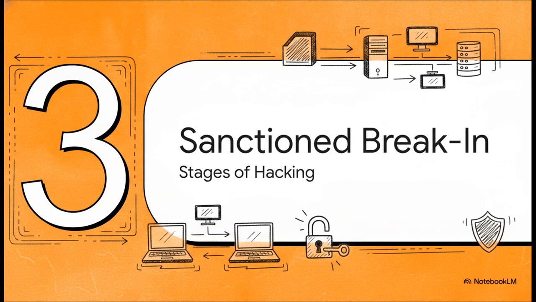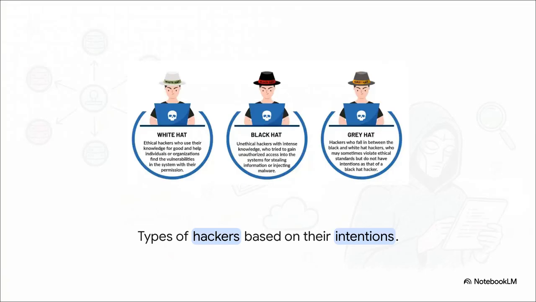Act 3. The sanctioned break-in. Before we break into a system, we've got to define who is doing the breaking. Ethical hacking is the process of legally assessing the security of networks to spot vulnerabilities. This is done by white hat hackers. These are professionals who have explicit permission from an organization to find weaknesses so they can be patched up.